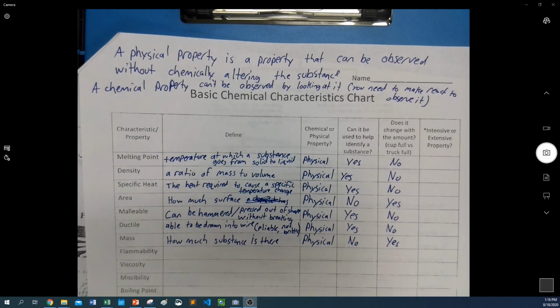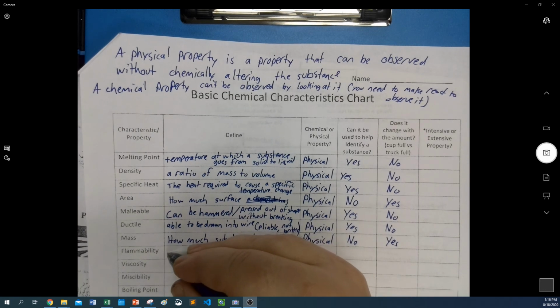Flammability is how easy it is to be ignited.